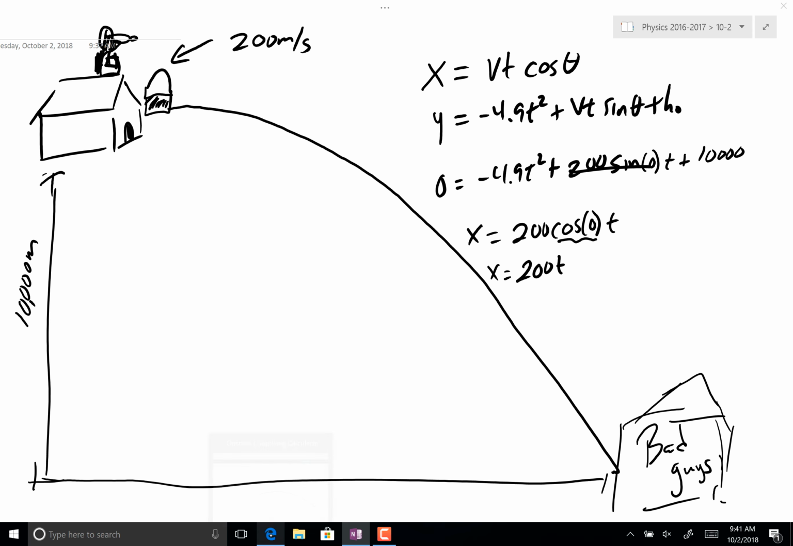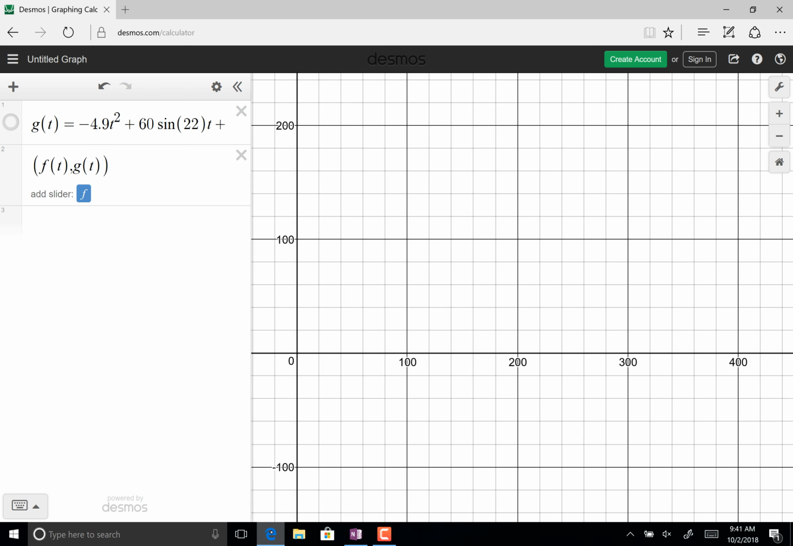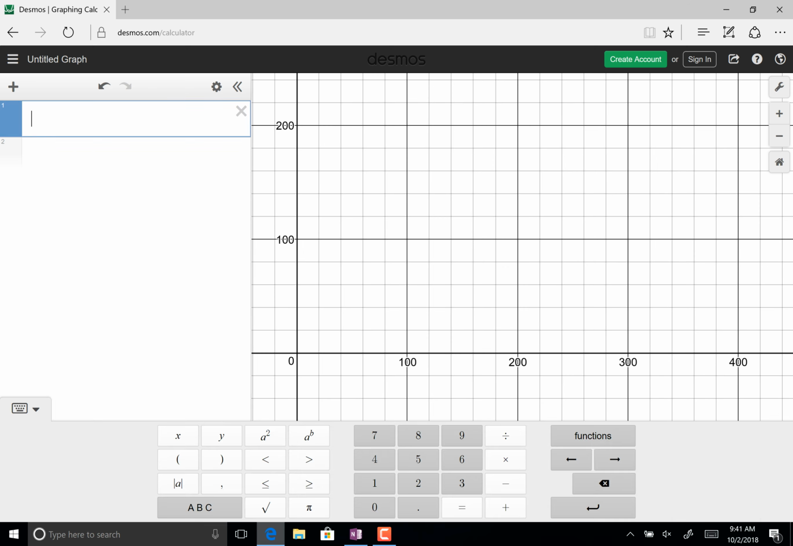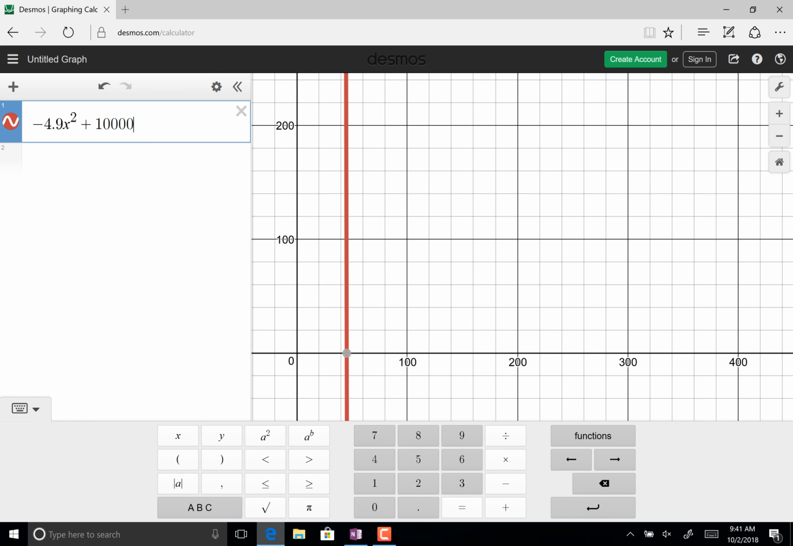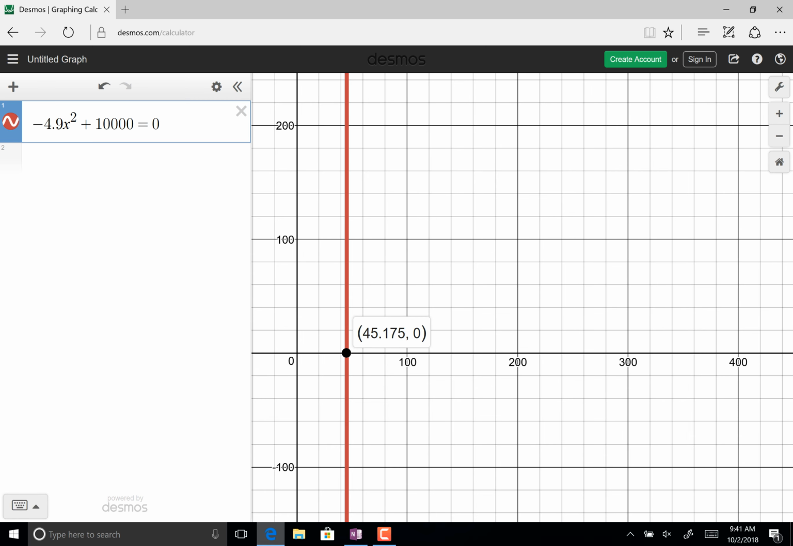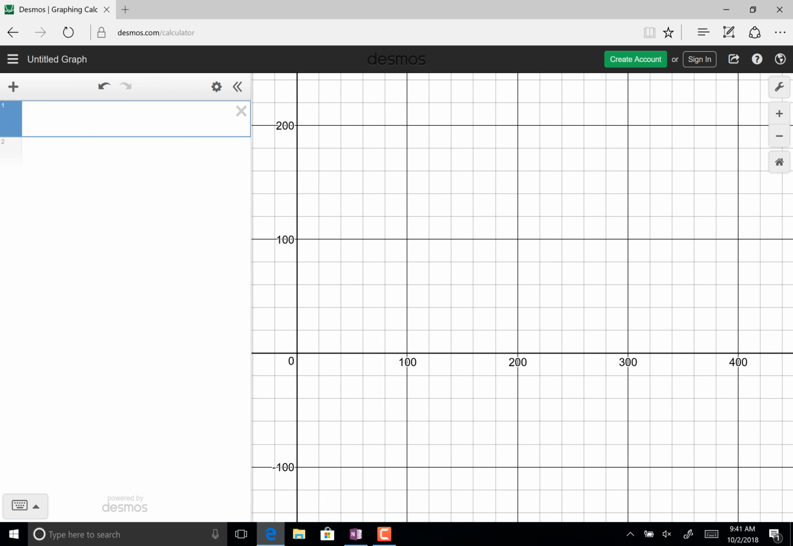Okay, so in Desmos, how could I do that? Well, you could graph it, I suppose. You could graph it and go negative 4.9 x squared plus 10,000. And you'll notice that it hits the ground in 45 seconds, yes? You could also just go equal 0, and Desmos will do it for you. Well, it'll just graph it, but it's still the same deal, yes? It's totally up to you how you want to do it. All right, so 45 seconds it's in the air.